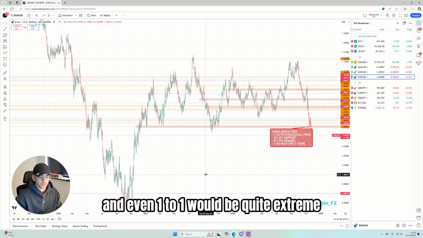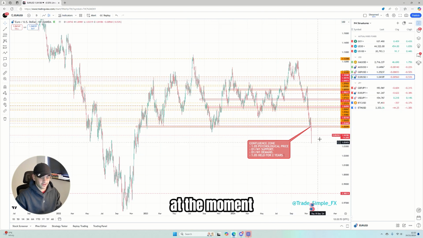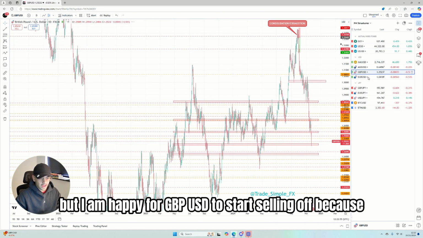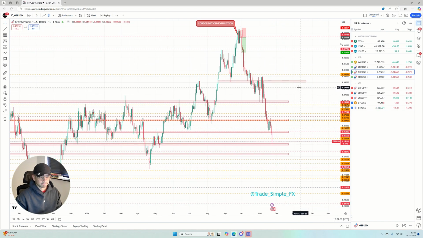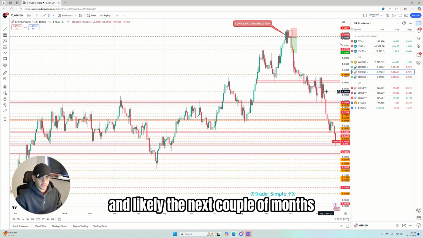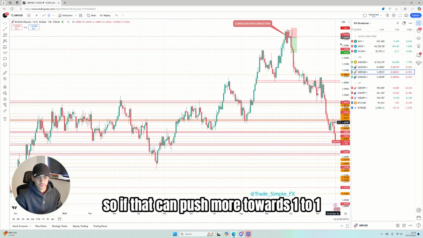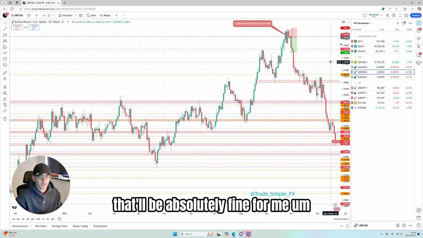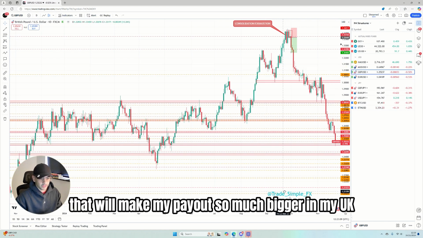Even 1-to-1 would be quite extreme. I don't want to start setting my targets there at the moment, but I am happy for GBP/USD to start selling off, because we've got quite a few big payouts coming out over the next couple of weeks and likely the next couple of months. So if that can push more towards 1-to-1, that'll be absolutely fine for me. That'll make my payouts look much bigger in my UK bank account.